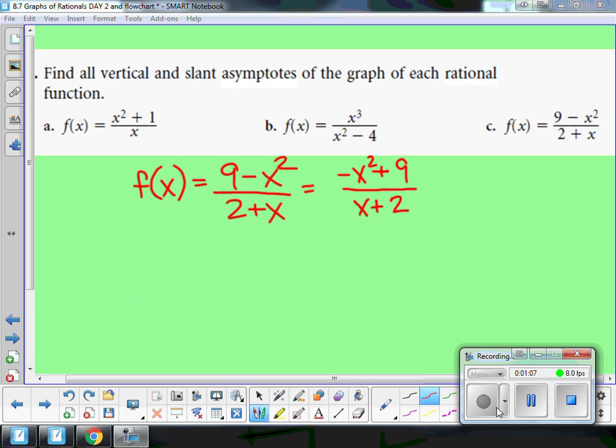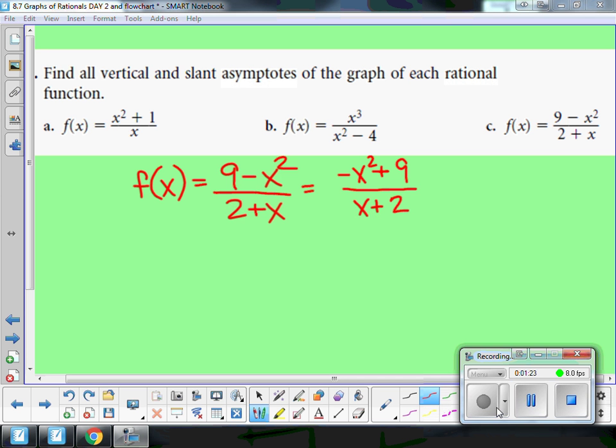And when we know that nothing cancels, there's not going to be a hole in the graph. The holes are created when something cancels. Nothing cancels, no hole in the graph. Good thing they weren't asking us for any of those.